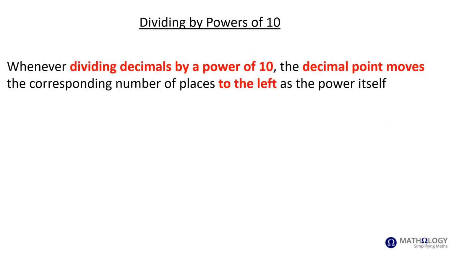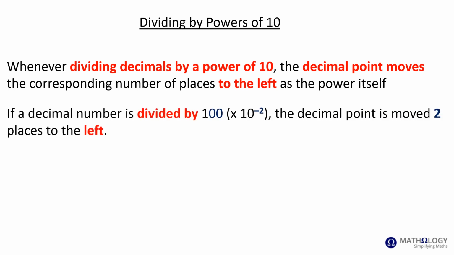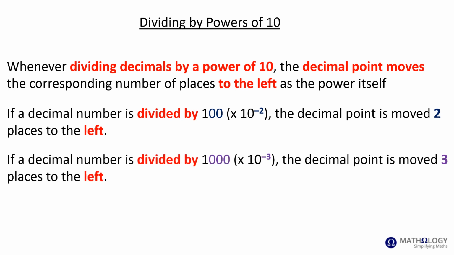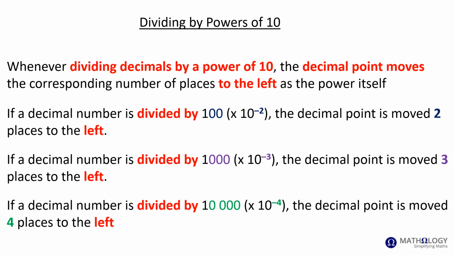Whenever dividing decimals by a power of 10, the decimal point moves the corresponding number of places to the left as the power itself. If a decimal number is divided by 100, or multiplied by 10 to the minus 2, the decimal point is moved 2 places to the left. If a decimal number is divided by 1000, or multiplied by 10 to the minus 3, the decimal point is moved 3 places to the left. If a decimal number is divided by 10,000, or multiplied by 10 to the minus 4, the decimal point is moved 4 places to the left.